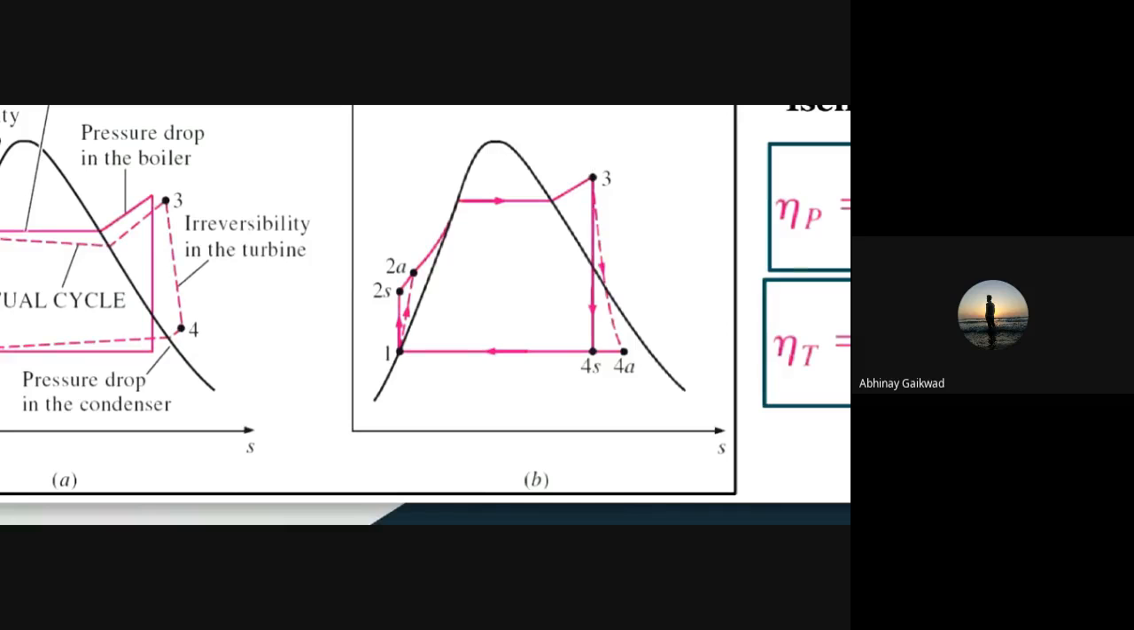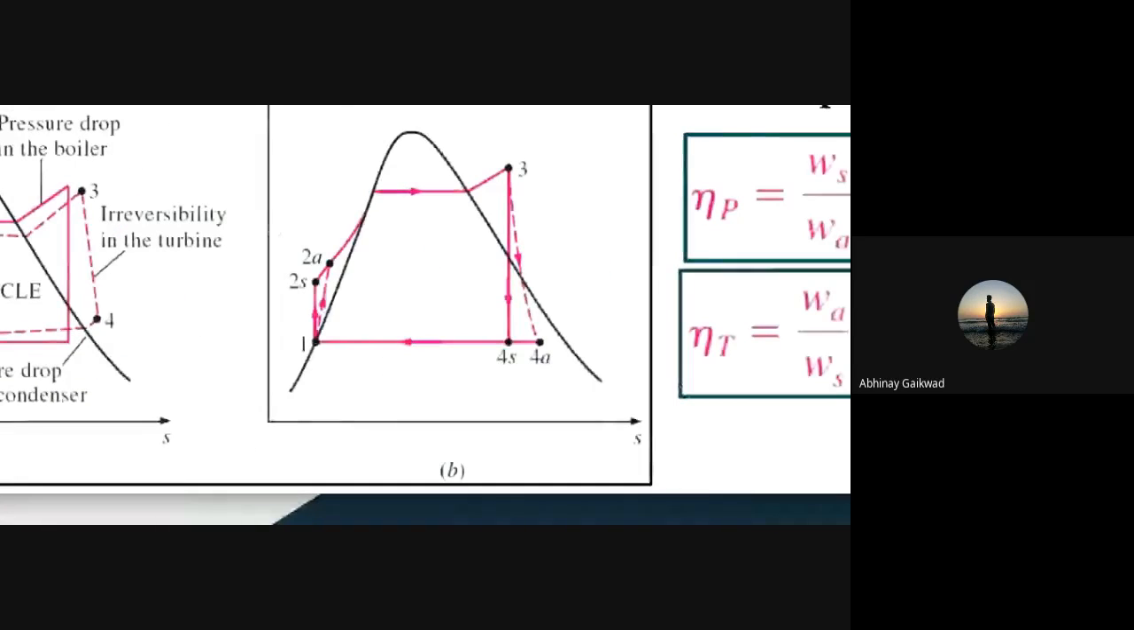Now again, the pressure drop in the condenser is usually very small. So you can see here also at 4a, that is a new point. Here also pressure drop occurs, and water must be pumped to a sufficiently higher pressure than in the ideal cycle. That is at point number 4. So due to this, we require a higher pump work input for the 1 to 2 process.